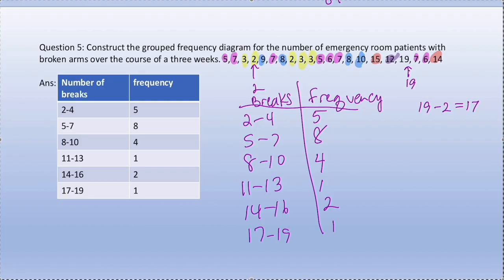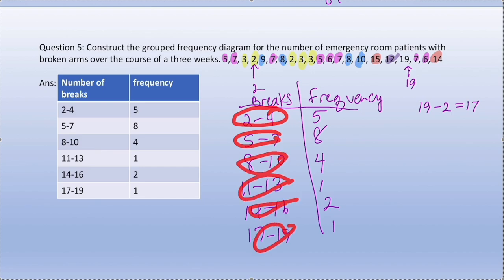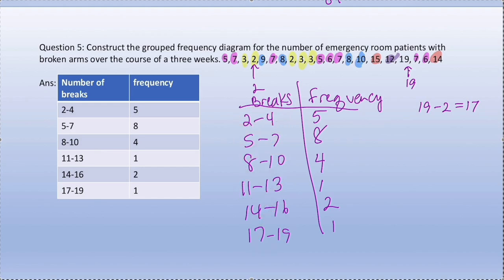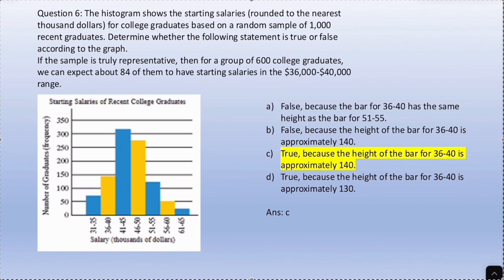And that's it. That's how you create a grouped frequency diagram. You create your groups. So, here I did 2 to 4, 5 to 7, and so on. And then how many times did anything in that category happen? So, you can use how many values and so on.